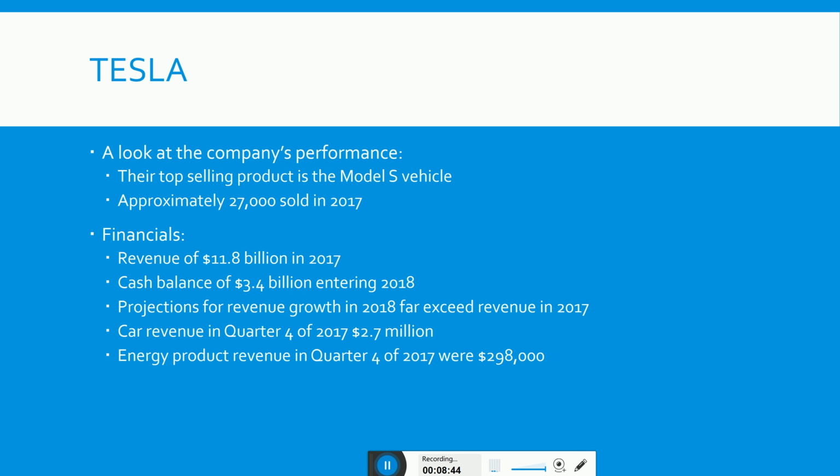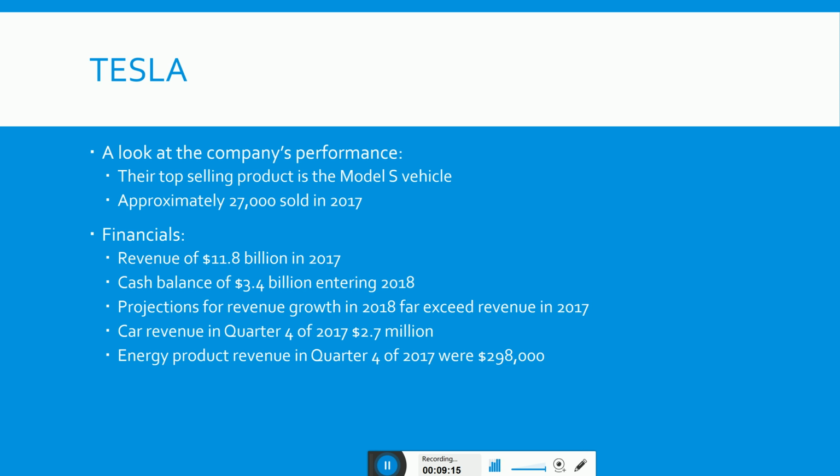A little bit into the company's performance. So their top-selling product is the Model S vehicle, which is one of their electric vehicles. In 2017, they sold approximately 27,000 of these vehicles. To put it in comparison, it's quite a bit smaller than any of the other U.S. domestic car manufacturers, but for a company that is quite different than just your typical gasoline-driven vehicle, it is still pretty good.